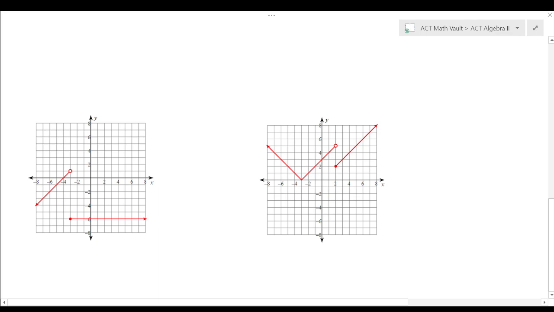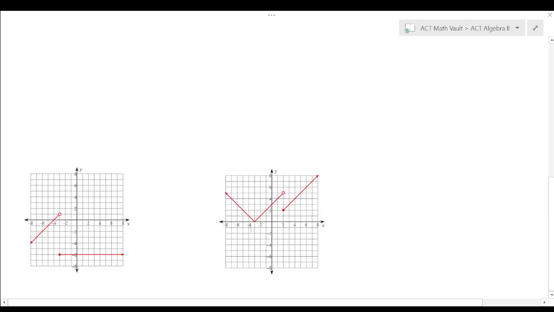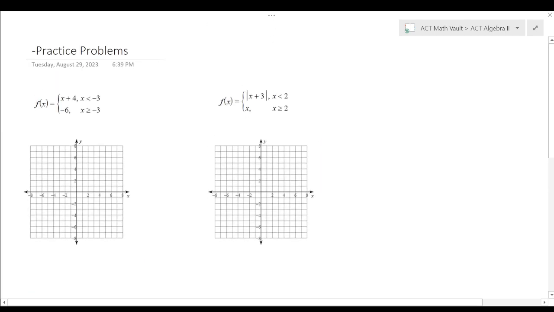Here they are. So we have an open circle and a closed circle going on. We have to think about when to use those. In the first one, it's linear and constant. And the second one, it is absolute value and linear. So notice where one picks up and the other one takes off from that endpoint.